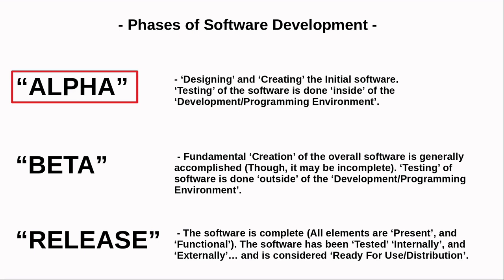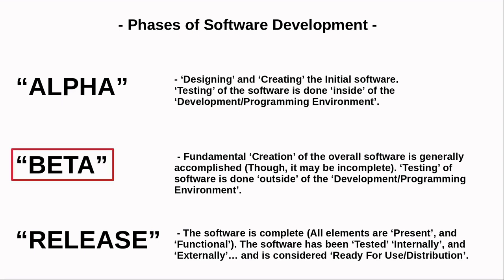Testing of the software is usually done inside of the development programming environment by those writing the software. For example, the Tab program's current state would be the alpha phase of software development, since we are actively designing and creating the software, and we are testing the software while we are coding it inside the Gambas IDE.